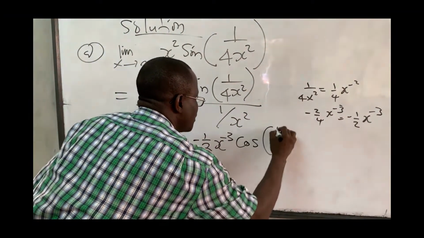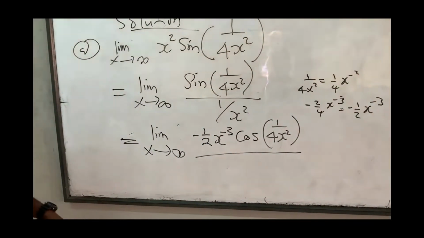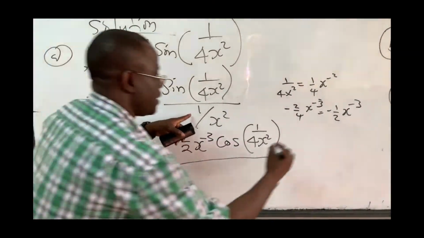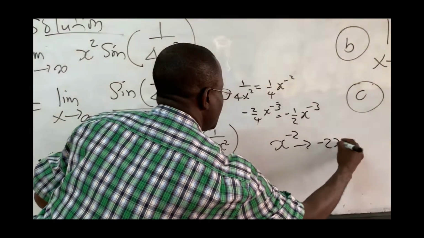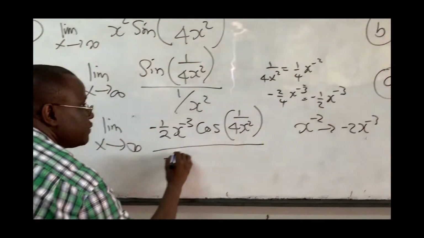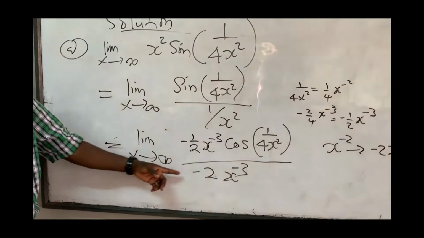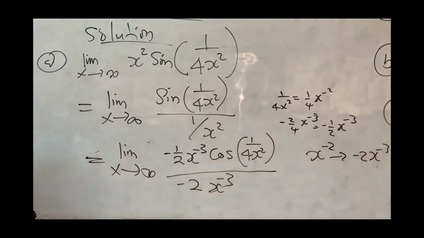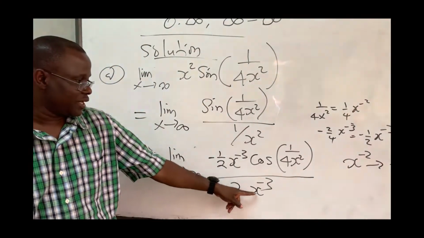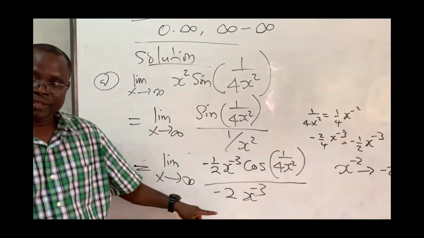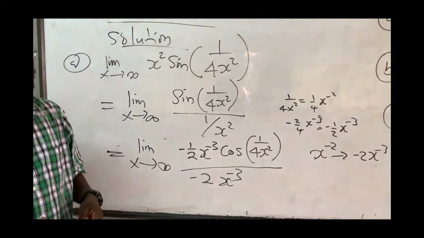So that is cos of 1 over 4x squared. Divide this by... Now when we differentiate this, note that this guy is x to the negative 2. So this will give you negative 2 x to the minus 3. That is okay. So this is what you get. Note that you have x to the negative 3 here. They cancel out straight away. You have negatives that cancel out. And so we have simplified our expression.